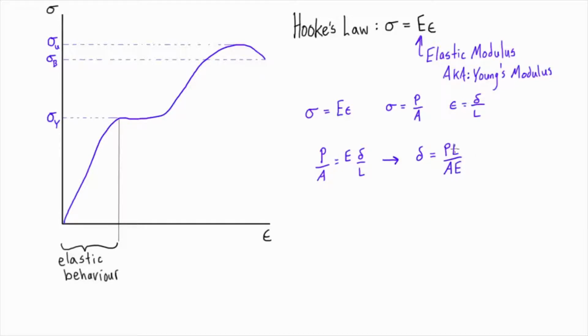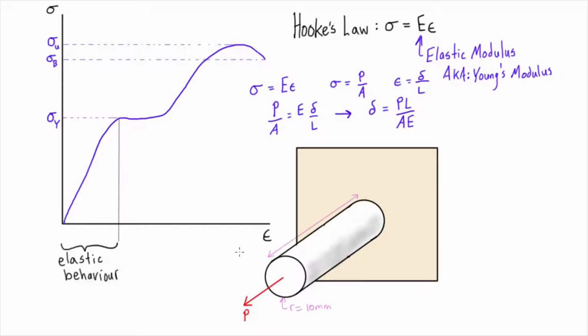We can now determine the deformation in a member that's subjected to axial loads if we just know a little bit of information about it. So let's go ahead and solve this example. We first need to calculate the cross-sectional area of this member. A is equal to pi r squared, which is equal to pi times 10 millimeters squared, and that's equal to 314.16 millimeters squared. Now we have everything we need: we have A, P, L, and E.